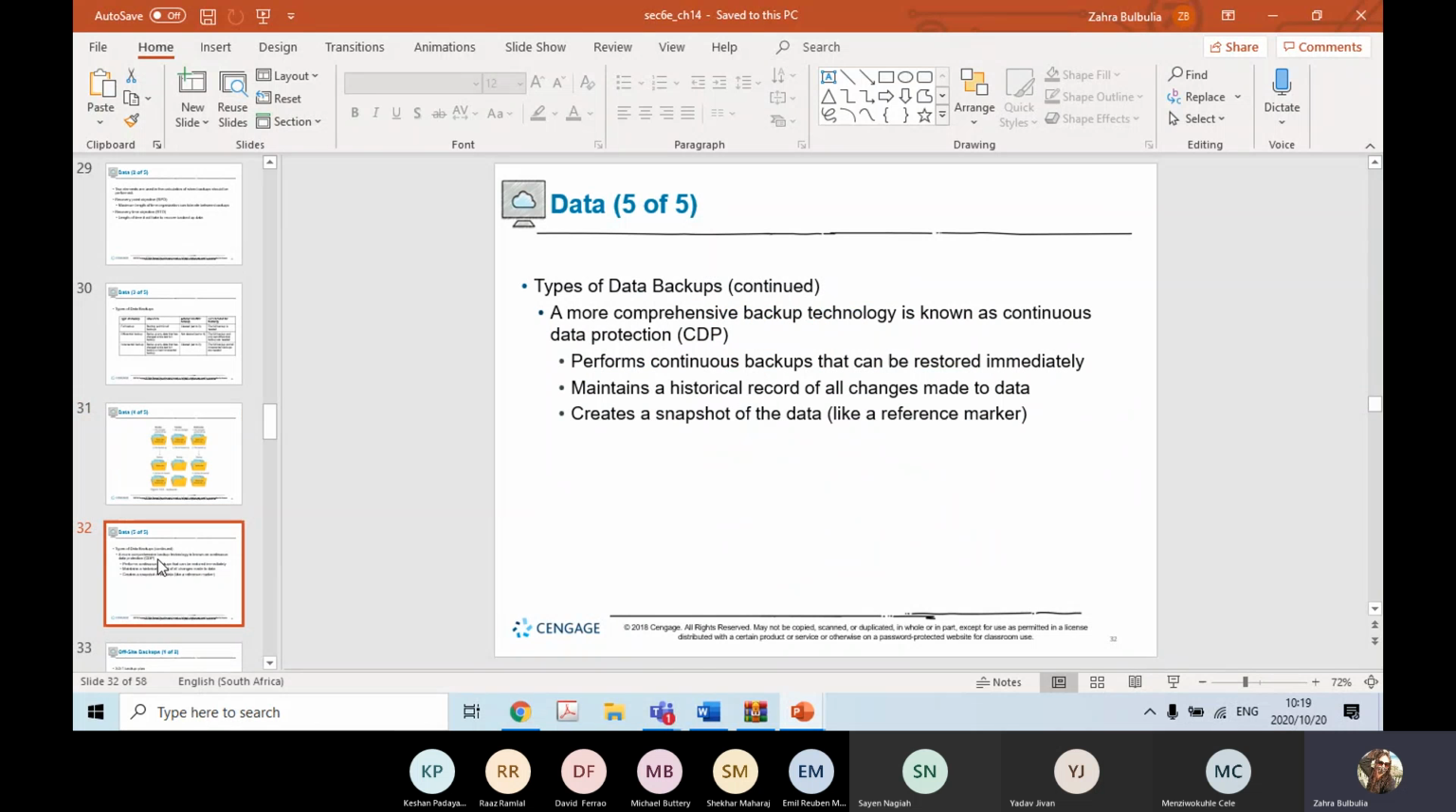So the most comprehensive backup technology is known as continuous data protection, and it performs continuous backups that can be restored immediately. And it maintains a historical record of all the changes made to the data, which is of course very important. And it creates a snapshot of the data, like a reference marker.